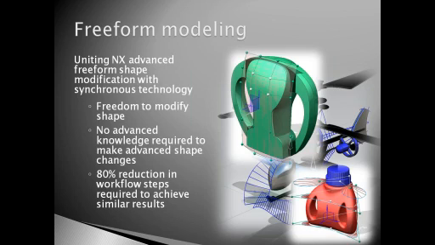With Freeform, you're able to modify surfaces, but it also takes it a step further because you can also modify and shape solid models. So now you don't have to be a surfacing expert to get in there and modify your complex geometry. It really reduces about 80% in your workflow steps to achieve the similar results that you'd have working with surface data.